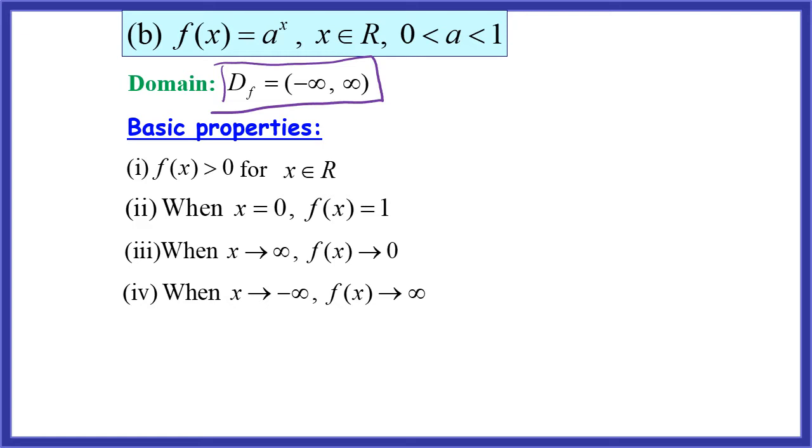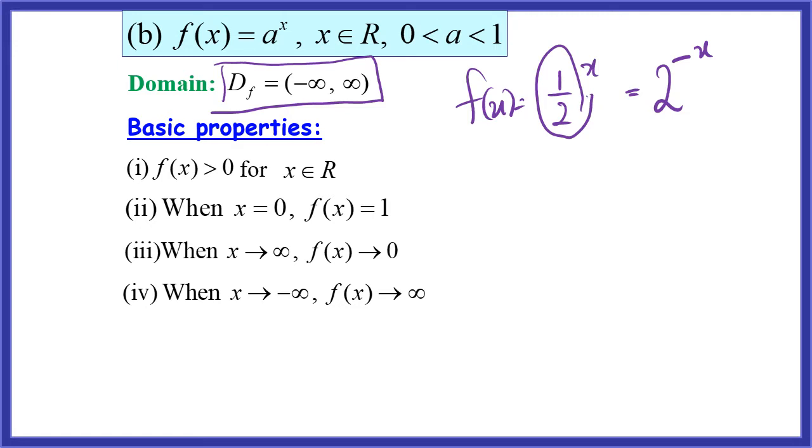So what is this value a in between 0 and 1? Let's say 1/2. 1/2 to the power of x can also be written as 2 to the power of negative x. Why? This 1/2, if we write it in a basic form using the rule of indices, is equivalent to 2 to the power of negative 1, to the power of x. So it's actually to the power of a negative. Another way to say this is a to the power of g(x), where g(x) is negative x.